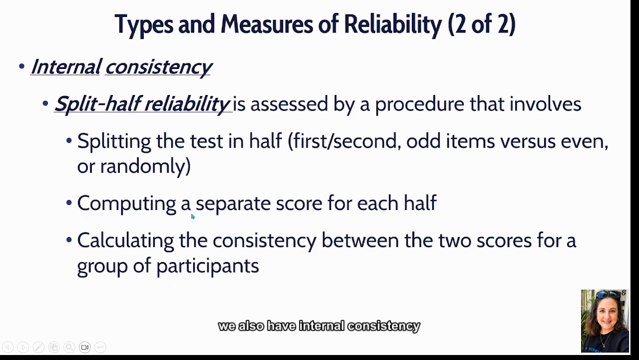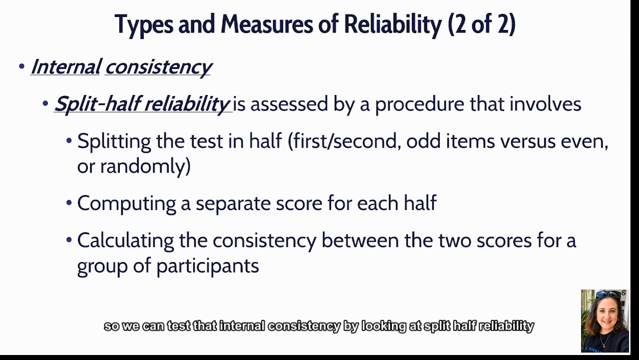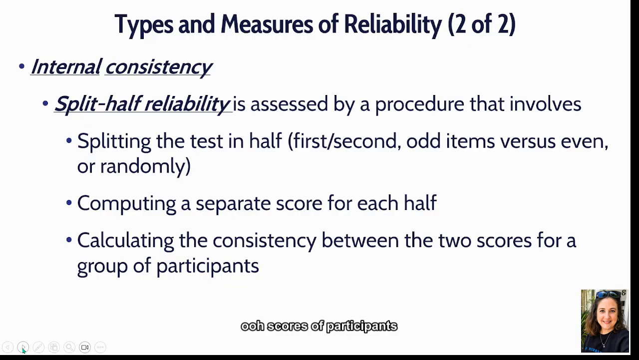We also have internal consistency when it comes to our measures. So we can test that internal consistency by looking at split half reliability. And that's a procedure where we split a test in half. We can have first or second, odd versus even, or we can have randomly, and we can compute a score for each half. And we want to compare the consistency between those 2 scores of participants.